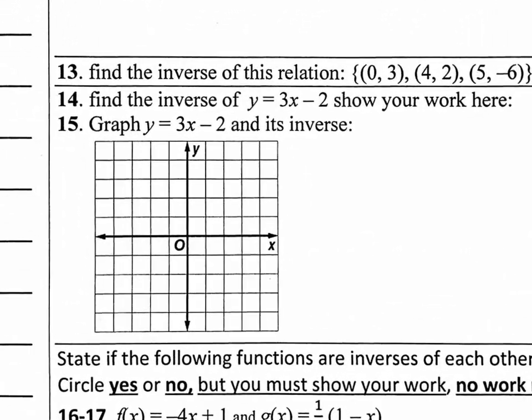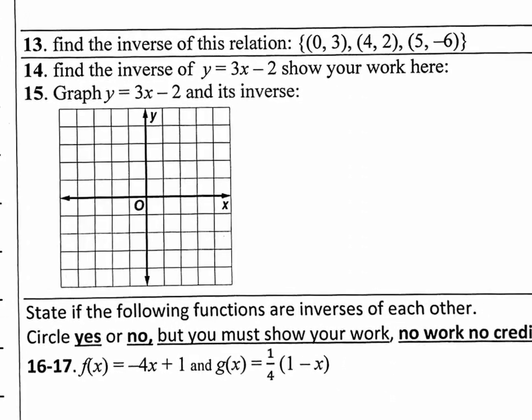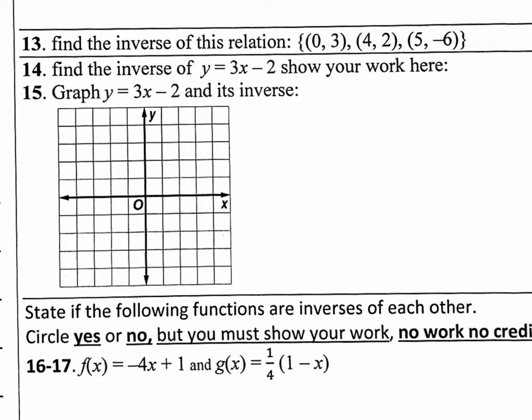Okay, so 14 and 15 were interesting, and you should know how to find the inverse of a function. How do you find the inverse of a function? You rewrite it, but you switch x and y and then solve for y. So instead of y equals 3x minus 2, we're going to put x equals 3y minus 2. And we now need to solve for y. Okay? So let's solve for y.